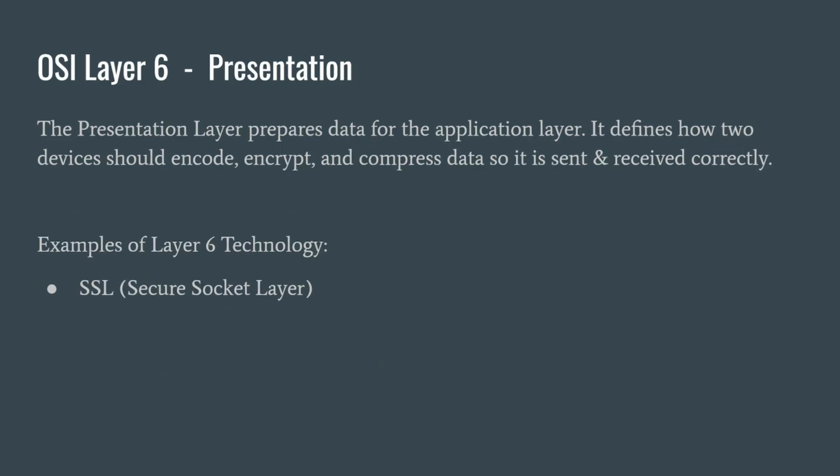The sixth layer of the OSI model is the presentation layer. The presentation layer is pretty straightforward in that it only prepares data for the application layer. It defines how two devices should encode, encrypt, and compress the data so it is sent and received correctly and can be correctly read at the application layer. Examples of Layer 6 technology include SSL, which is the Secure Sockets Layer used usually with HTTP.